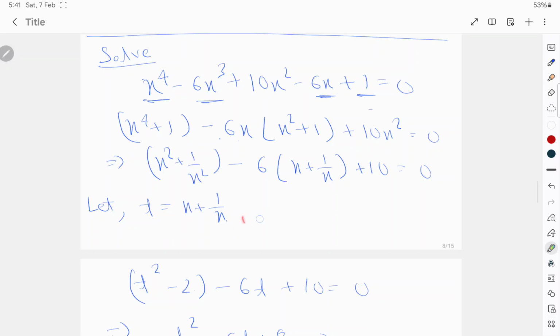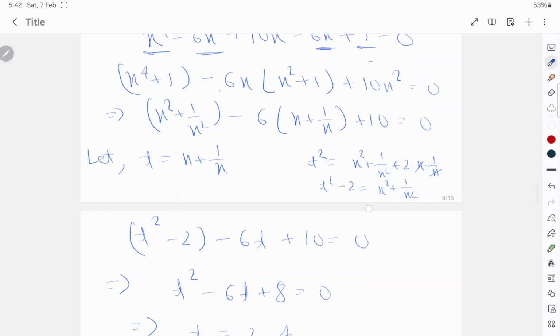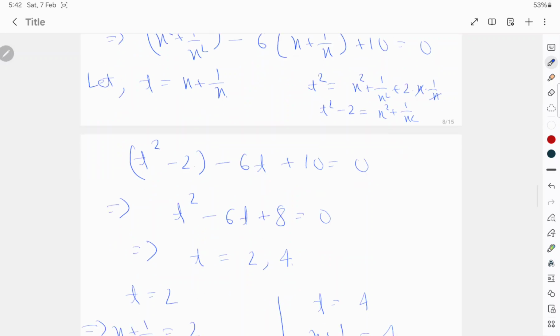Now you consider t equal to x plus 1 by x, right? Now if t equals x plus 1 by x, what will you get for t square? You will get x square plus 1 by x square plus 2 into x into 1 by x, right? If you cancel, this is your 2. So you see t square minus 2 is actually x square plus 1 by x square, right? So you can substitute this value. I have substituted t square minus 2, and then minus 6, then x plus 1 by x, which you have considered as t, so I have written t, and then plus 10, right? This is fine.